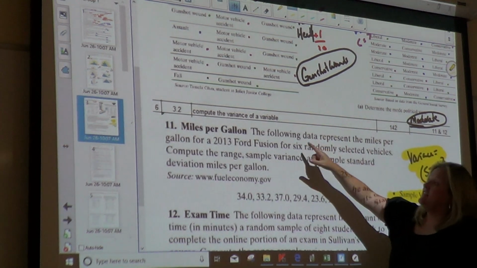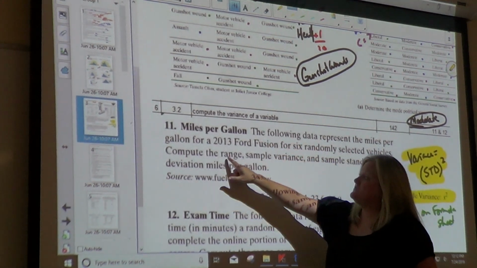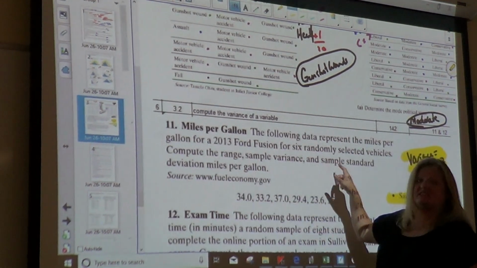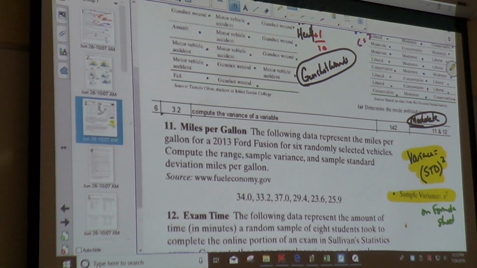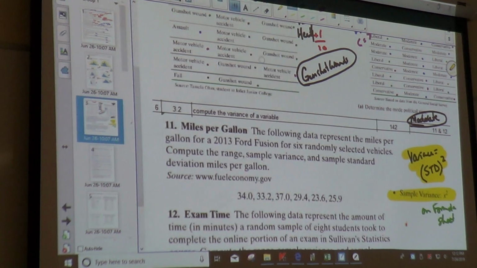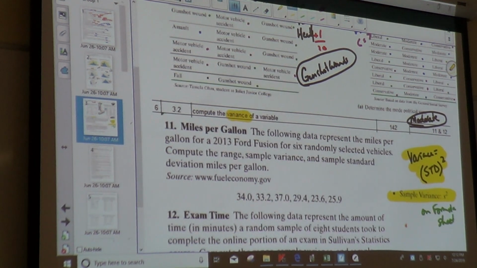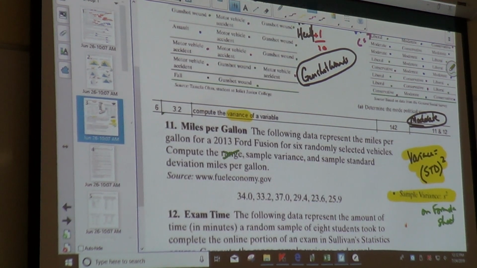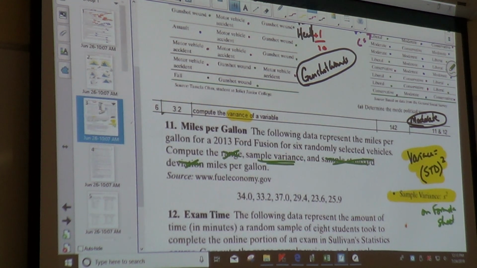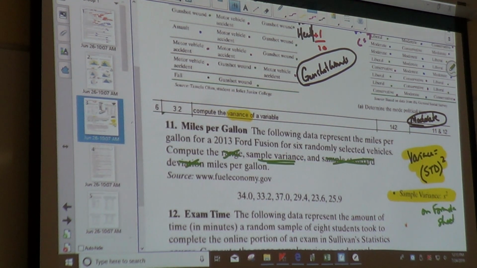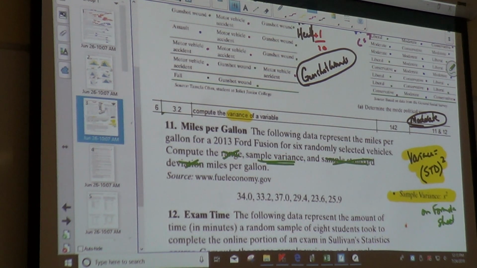Now, in this problem, it asks for range, sample variance, and sample standard deviation. On your test, I only want to know variance. So you do not need to know range and sample standard deviation. You only need to know sample variance. That's it. That's the only thing I need you to know. So, how are we going to get the standard deviation?